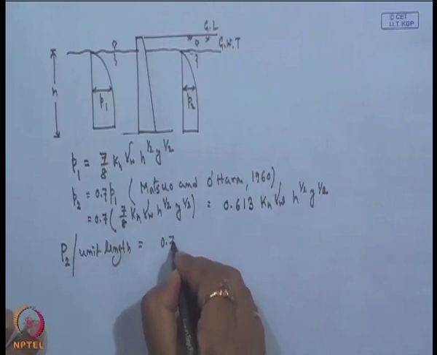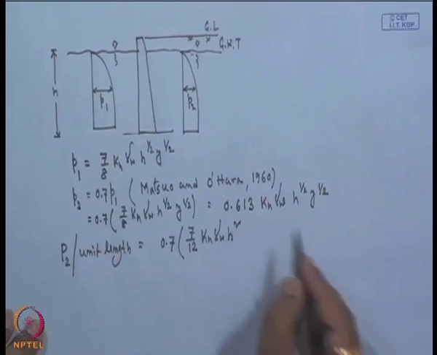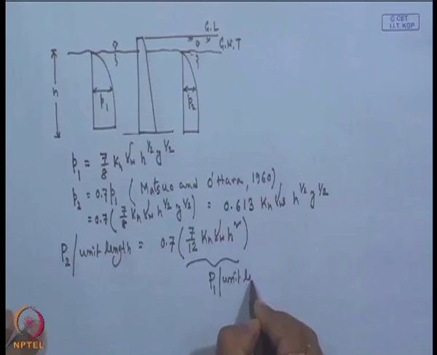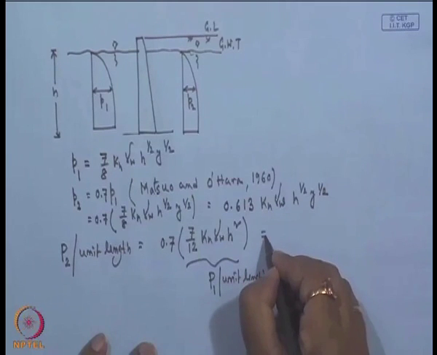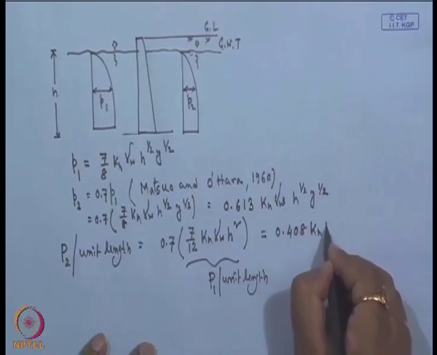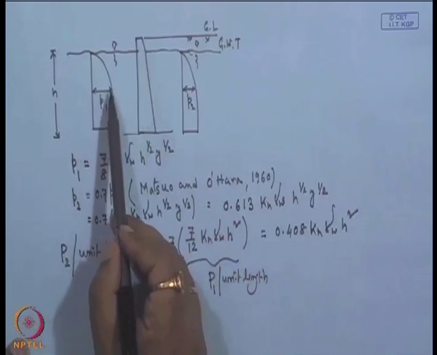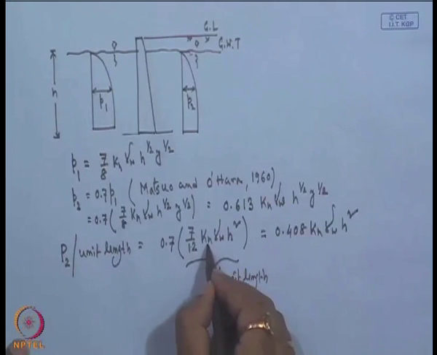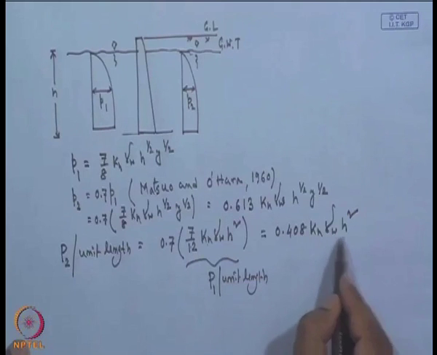So, that is P2 per unit length, which will be 0.7 times 7/12 k_h γ_w h², since this is basically P1 per unit length. So, now we will get this expression, that this will be 0.408 k_h γ_w h². The total force applied by the free water is 7/12 k_h γ_w h², and P2 per unit length is 0.7 times P1, so this will be 0.408 k_h γ_w h².